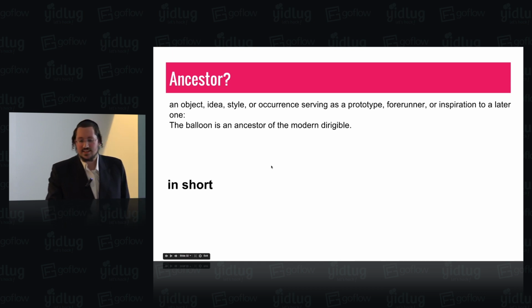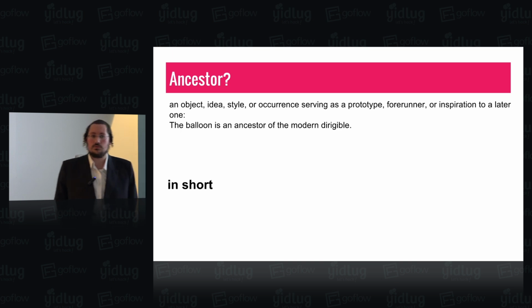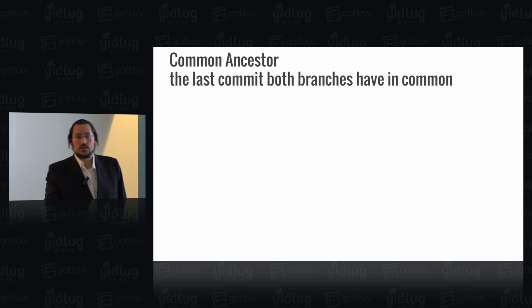So ancestors are a very important thing in resolving conflicts. An ancestor, in short, is a base from which others inherit. A common ancestor in Git is the latest commit both branches have in common.